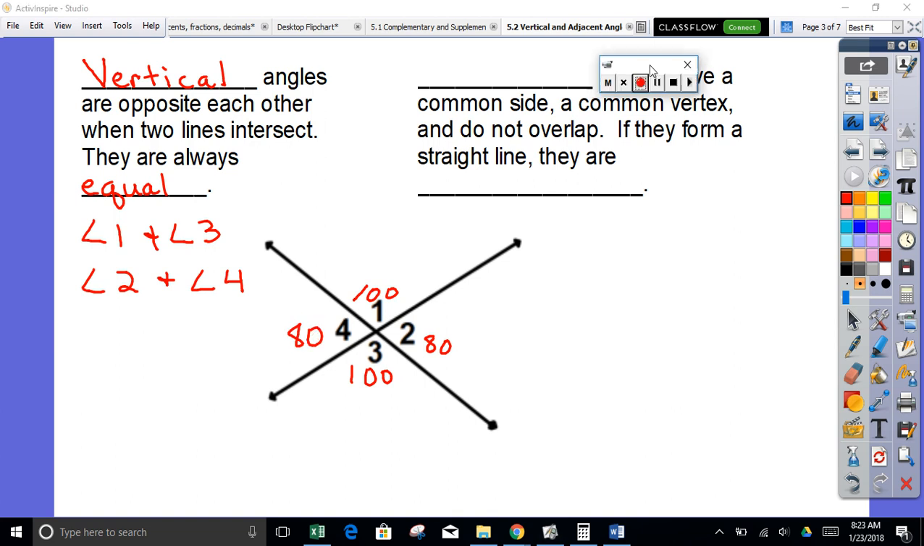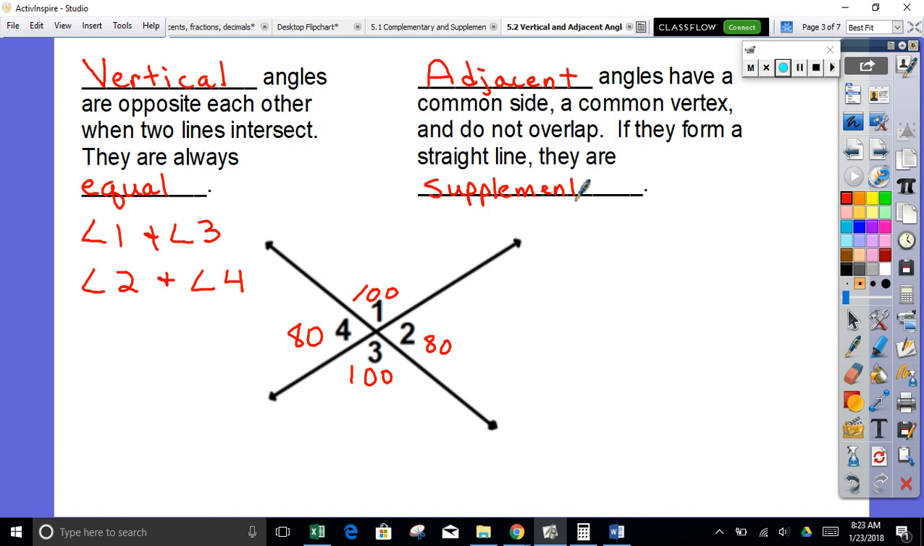Okay, the other kind of angles are adjacent angles. Adjacent angles have a common side, a common vertex, and they do not overlap. If they form a straight line, they are supplementary. So adjacent angles really aren't a new kind of angle. They're just kind of another way. You can have adjacent angles that are not supplementary, but all supplementary angles are adjacent.